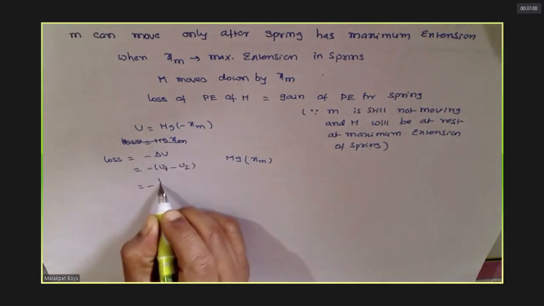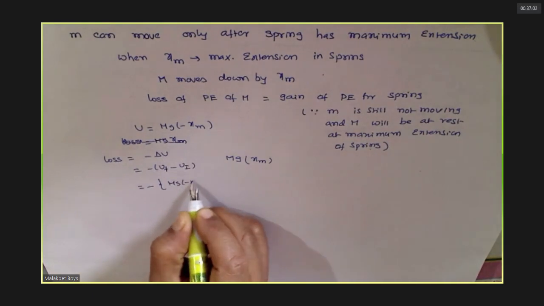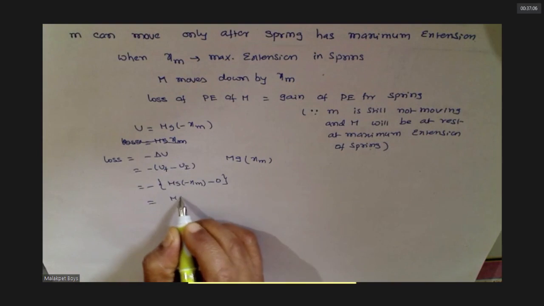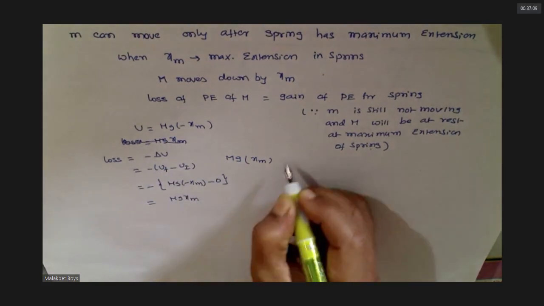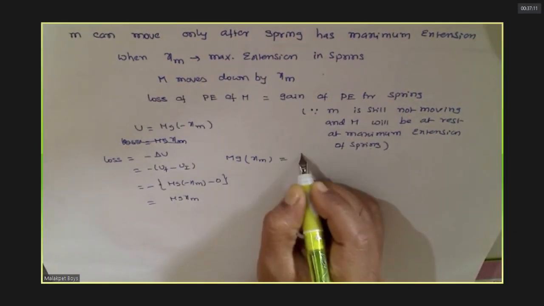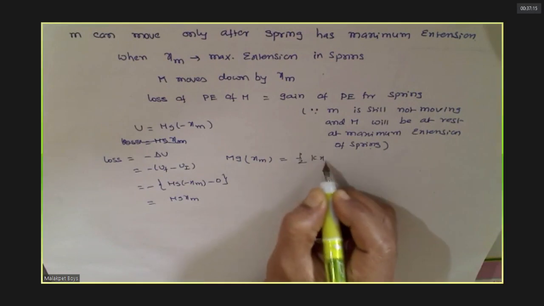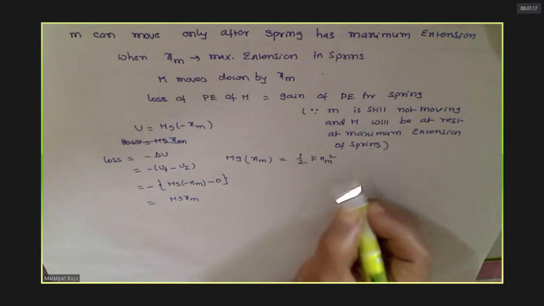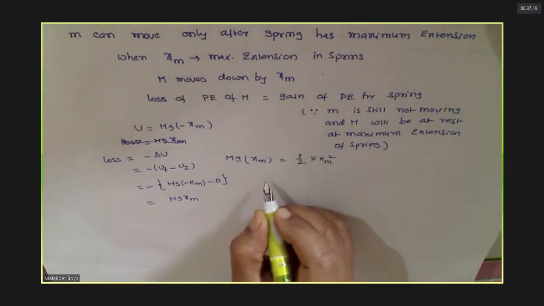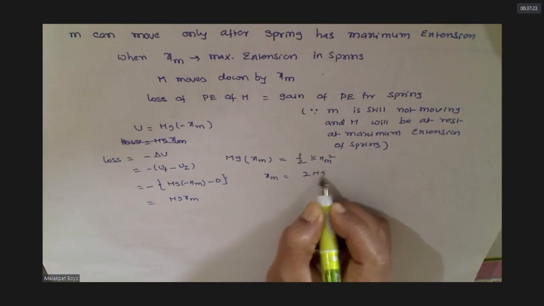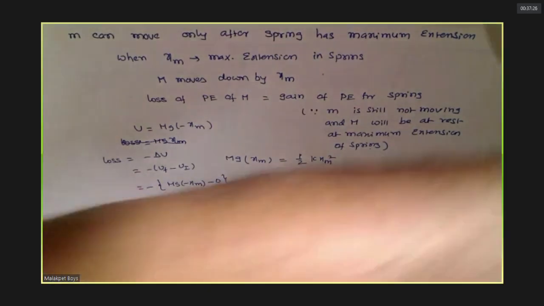So here mg xm, initially there is no extension. So what do you have here? Half k xm square. Remember, potential energy. Any doubt till here? No doubt, sir. Clear.